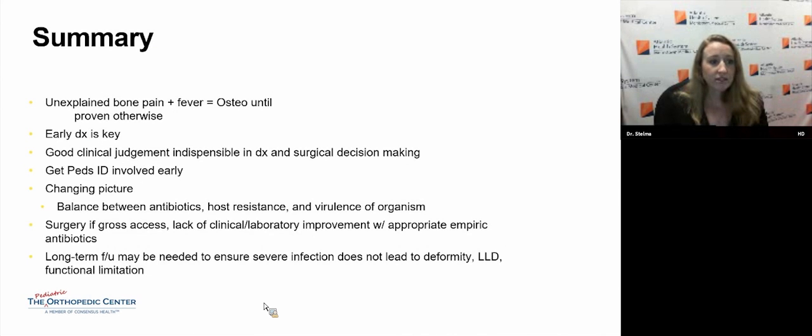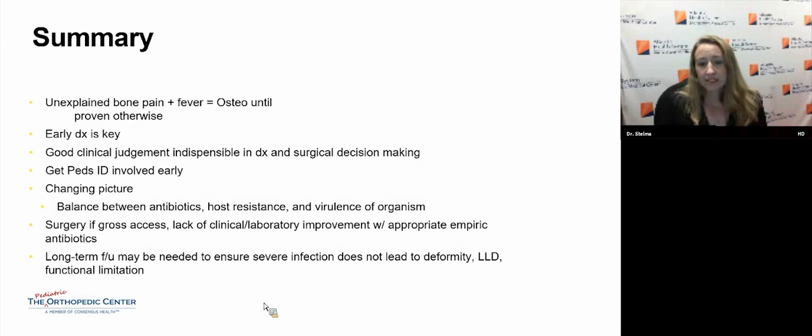All right. In summary, unexplained bone pain and fever is osteomyelitis until proven otherwise. Early diagnosis is key. Good clinical judgment is indispensable and very helpful in surgical decision making. So if surgery is not the first line treatment, it is recognition and antibiotics. We really do get a lot of help from our pediatric infectious disease colleagues. They need to be involved early, and they can help really guide the treatment. And remember that it's a changing picture. It's a balance between those antibiotics, the host resistance, so any impaired function of the host, and the virulence of the organism.